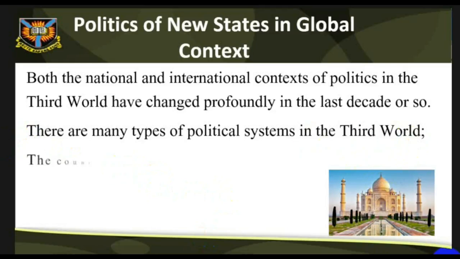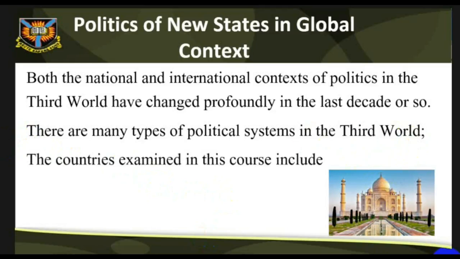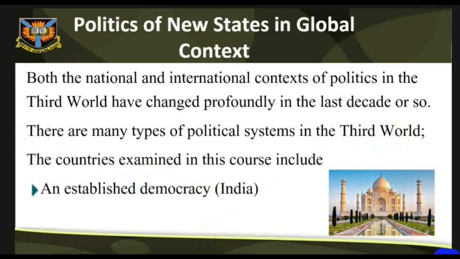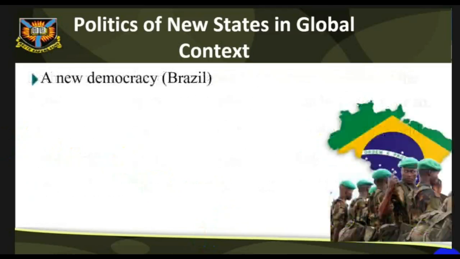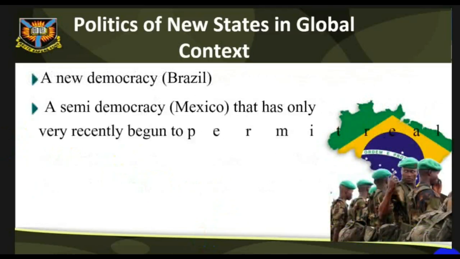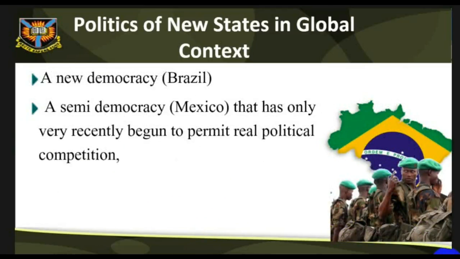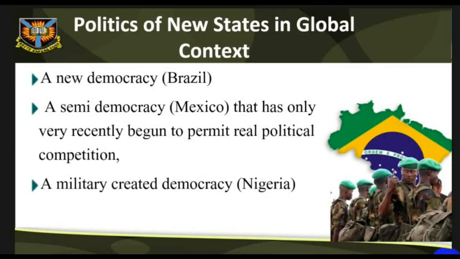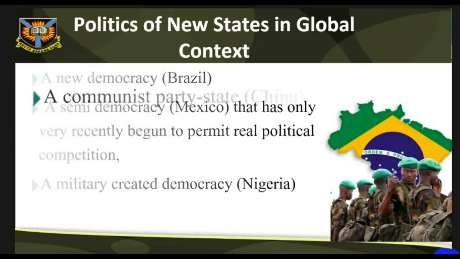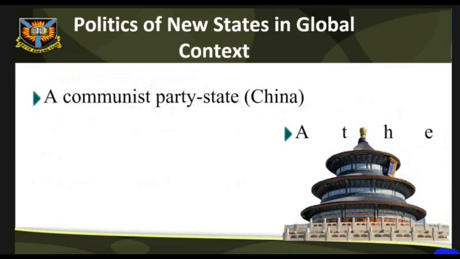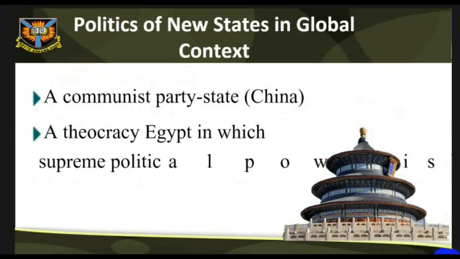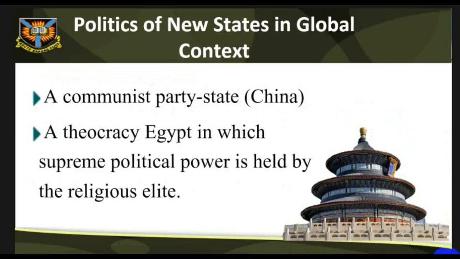There are many types of political systems in the Third World. The countries examined in this course include an established democracy, India; a new democracy, Brazil; a semi-democracy, Mexico, that has only very recently begun to permit real political competition; a military-created democracy, Nigeria; a Communist Party state, China; and a theocracy, Egypt, in which supreme political power is held by the religious elites.